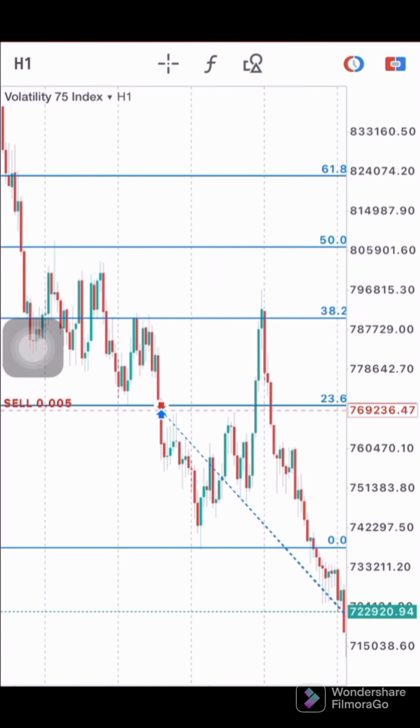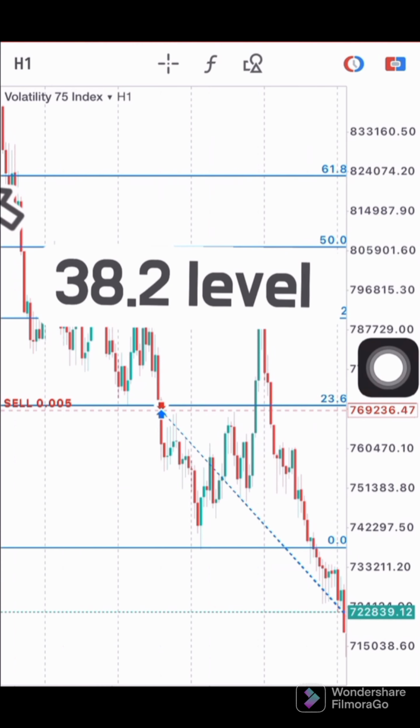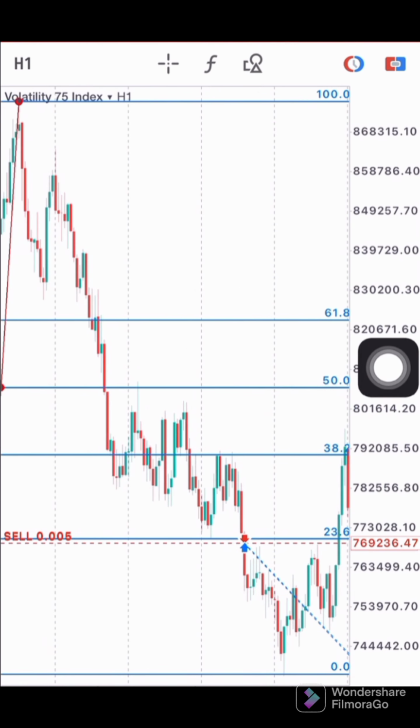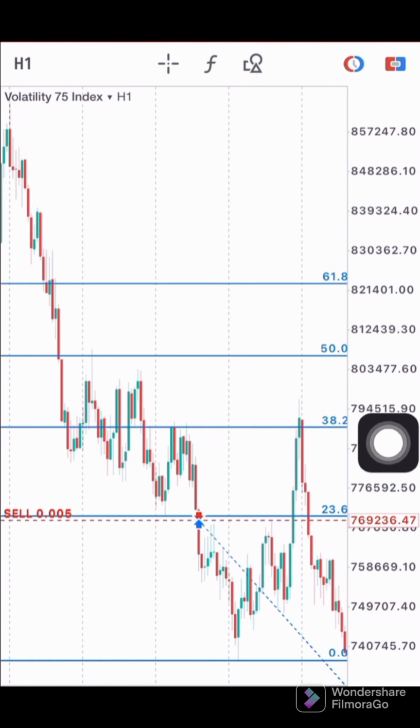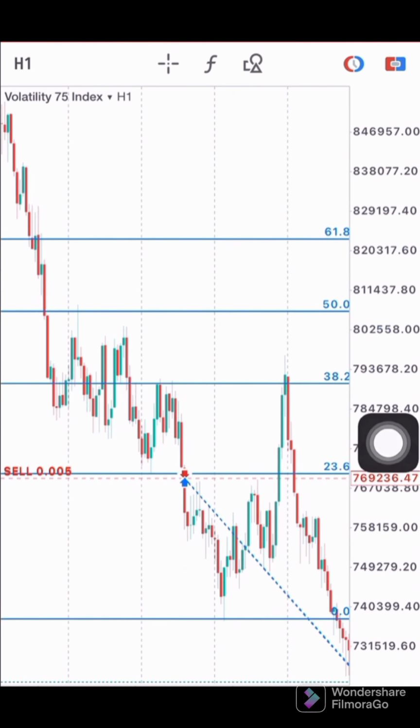You can see immediately the market touched this 38.2 retracement level. I just wait for my confirmation, and I got a candle break and close below the 23.6 level, which gives me my entry trigger to go short.